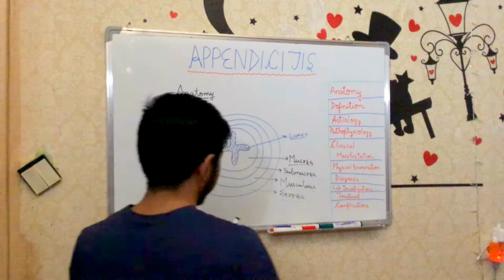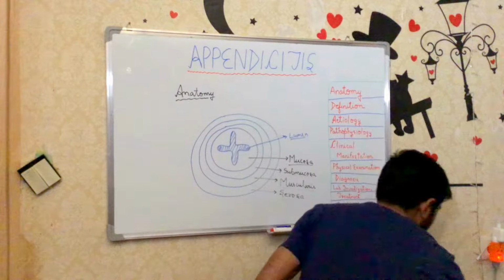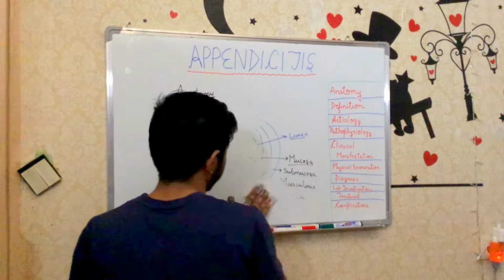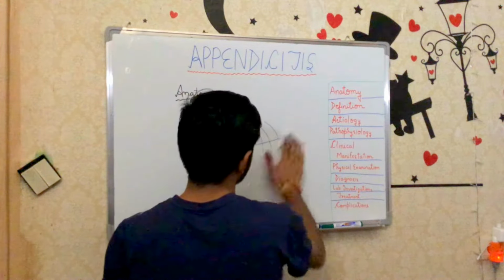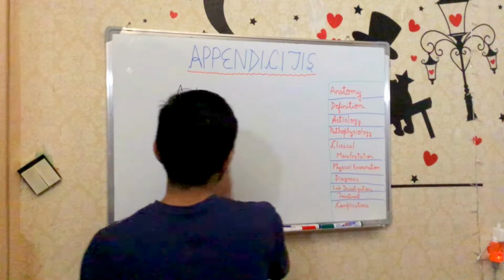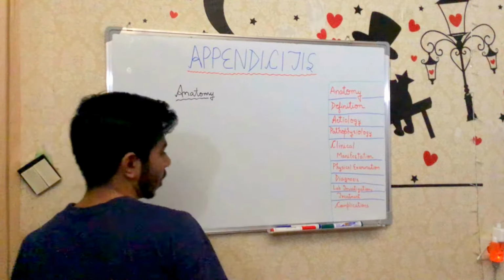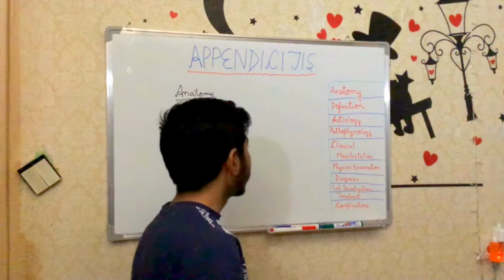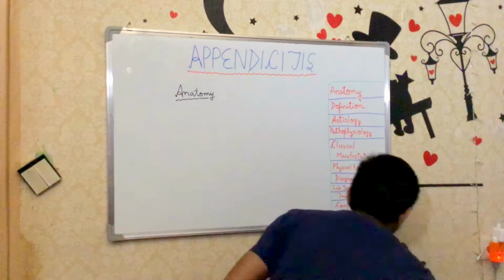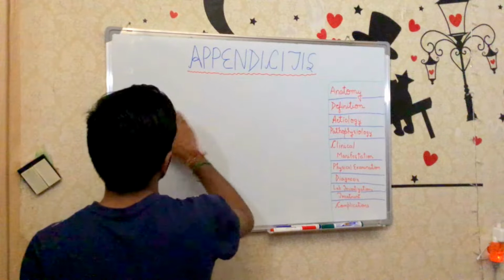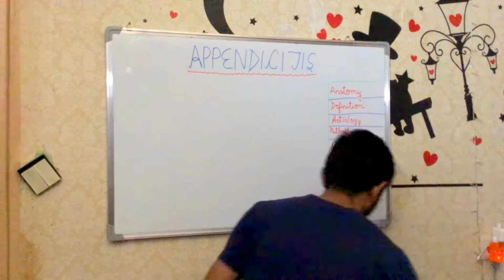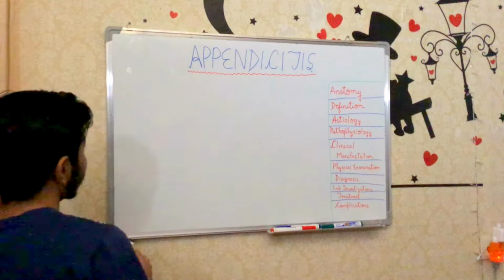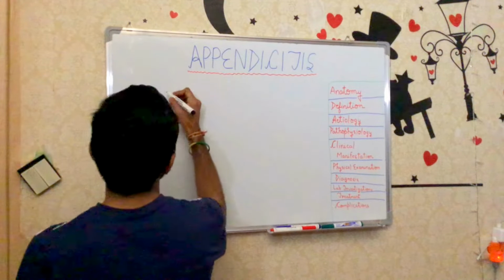Now let's talk about the definition. As you can understand by this word, appendicitis simply means inflammation of the vermiform appendix. Let's talk about the etiological factors of appendicitis. As you all know, appendicitis may be acute or chronic, depending on the severity in the patient. Let's talk about the etiology.